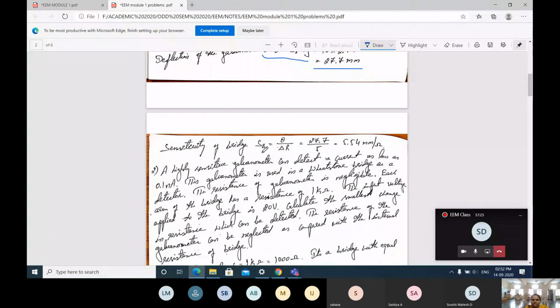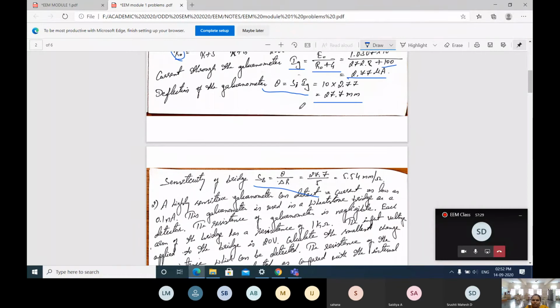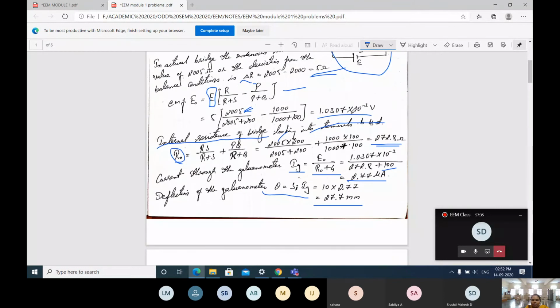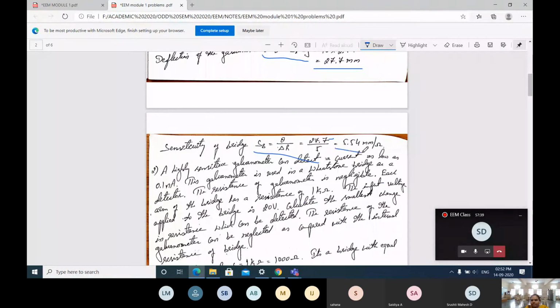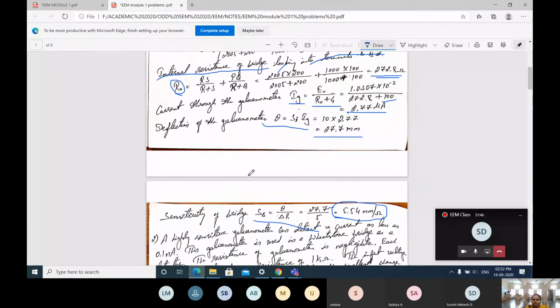Then what is the sensitivity? Del theta divided by delta R. We got theta, that is 27.7, divided by delta R, which we already calculated, that is 5 ohms. Substitute 5 here, and you will get 5.54 millimeter per ohm. This is how to calculate.